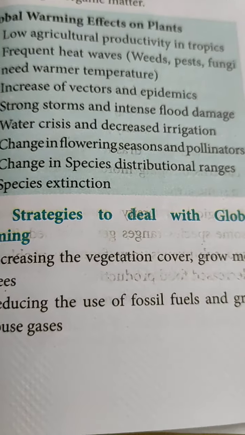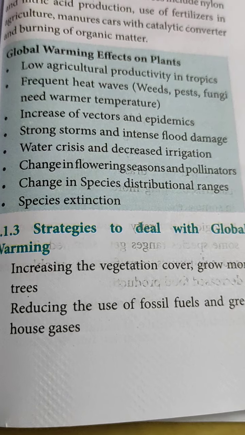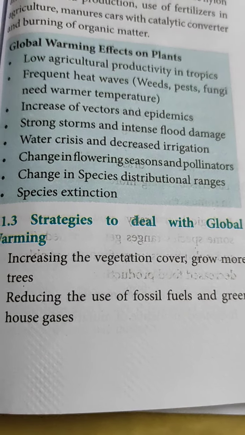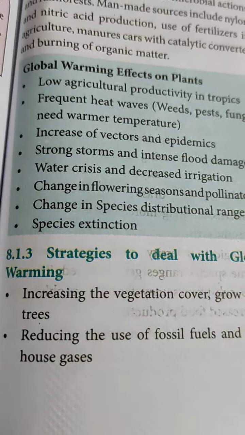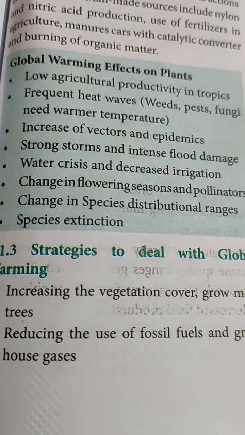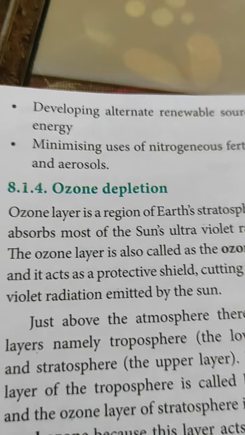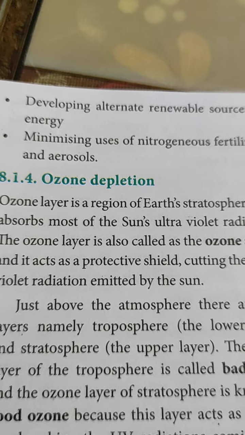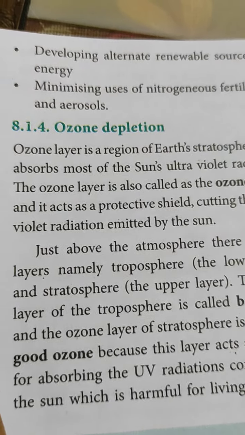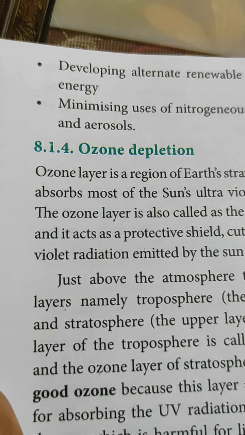Now what are the strategies to deal with global warming? Increase the vegetation cover. We have to grow more and more plants, grow more trees. Reduce the use of fossil fuels and greenhouse gases. Develop alternate renewable resources of energy and minimize use of nitrogenous fertilizers and aerosols in agriculture. So this is it till here, children.